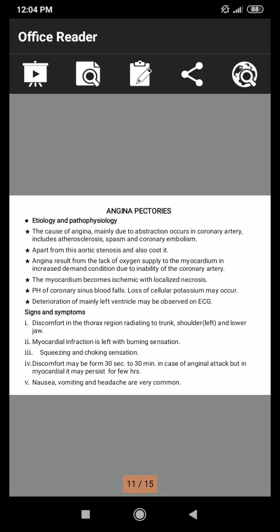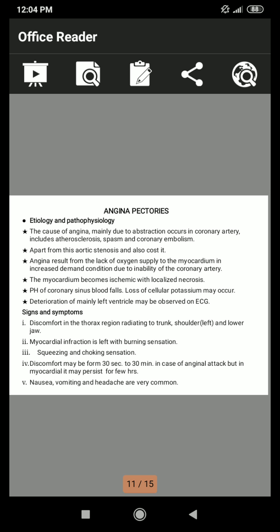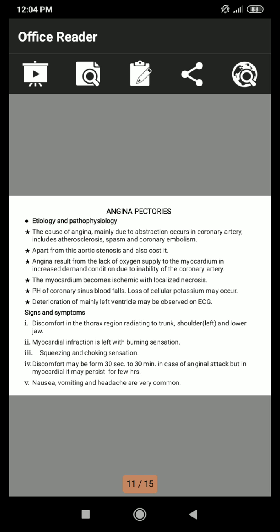Angina results from the lack of oxygen supply to the myocardium and increased demand due to the inability of the coronary artery to meet it. Then the myocardium becomes ischemic with localized necrosis. Then the pH of the coronary sinus blood falls. Loss of cellular potassium may occur.